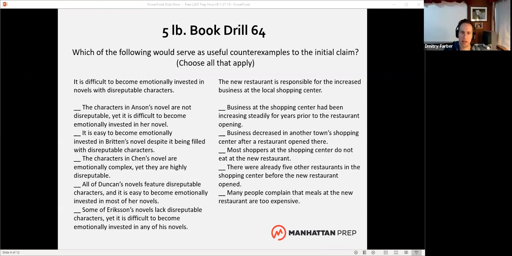All right, let's see how we did. So the idea is we want a counterexample. We want something where we say, hey, if this is true, think like a weakener, if this is true, the initial claim might not work out so well. So for the first column, it's difficult to become emotionally invested in novels with disreputable characters. Did you find something you liked? Was there something that seemed to be a counterexample?